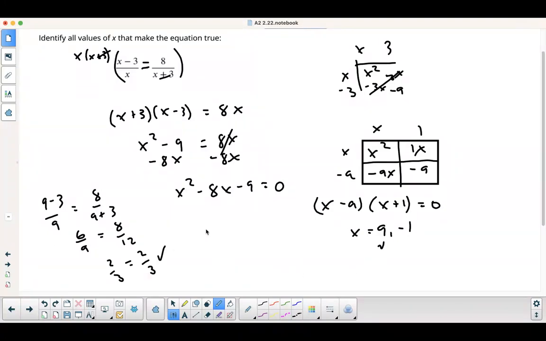Let's check the negative 1. I get negative 4 over negative 1, which is 4. And this is 8 over 2. That's 4 as well, so that works. So those are your answers.